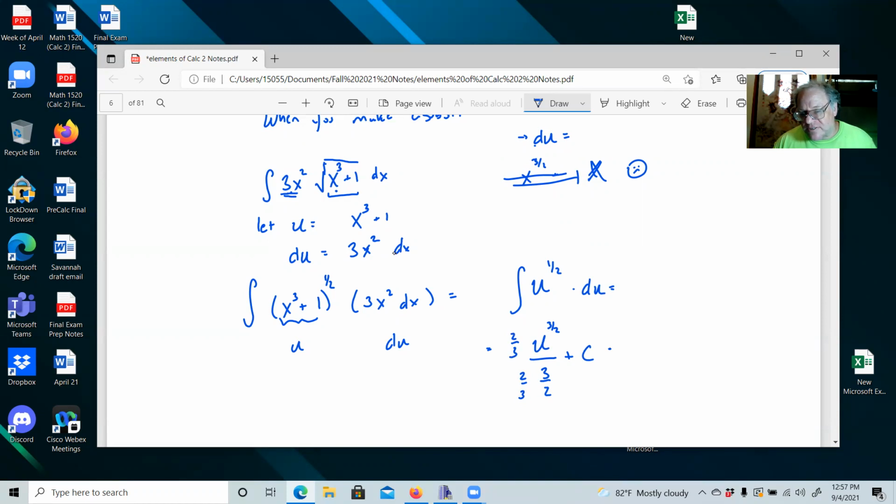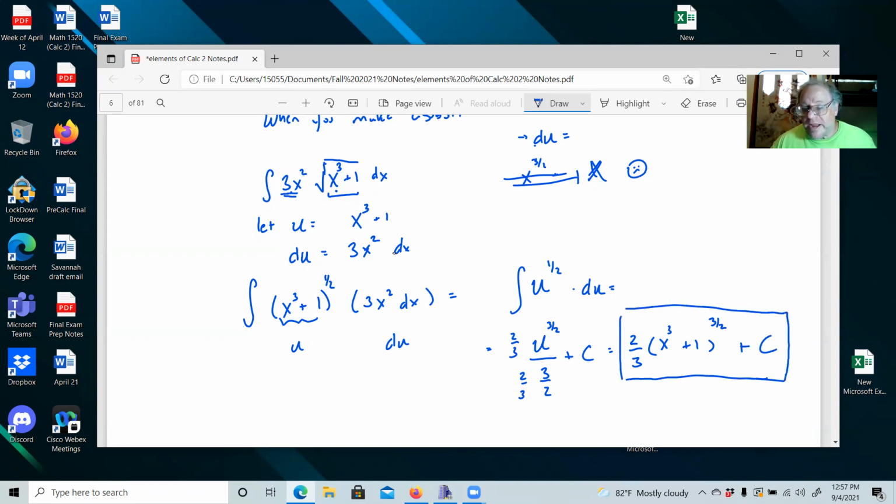Flip the fraction. So this is 2/3, and then it's u, which is x cubed plus 1, to the 3/2. Don't forget the exponent here. I do that all the time. Plus C.